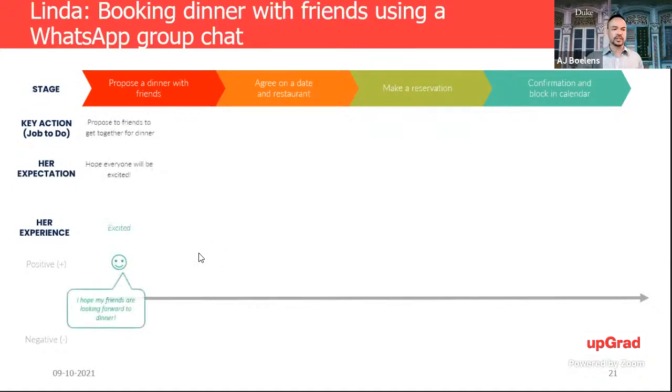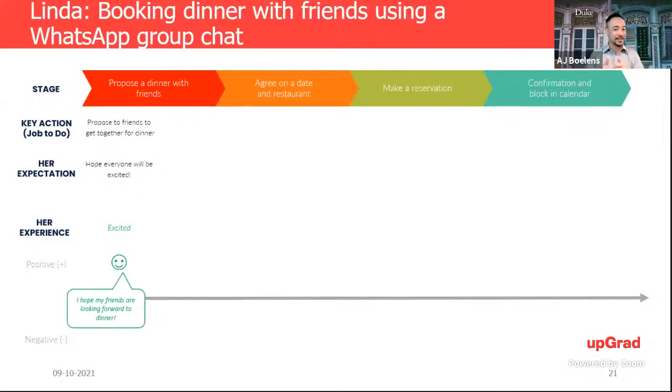Then what we want to do is think about, for example, what are the key actions or jobs to do that need to be done? What's the first thing that we need to do? Well, she needs to propose to friends that they get together for dinner. Her expectation is that her friends will be really excited. And what's her experience? Well, she puts it into the chat.